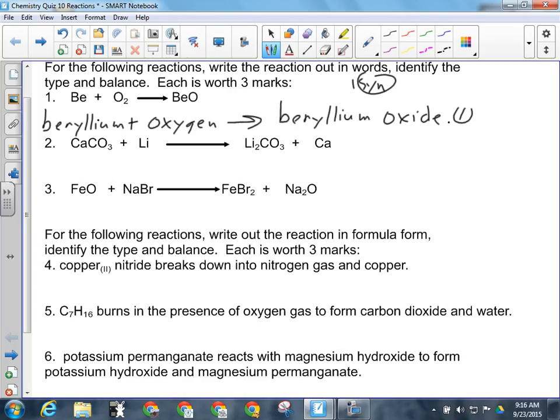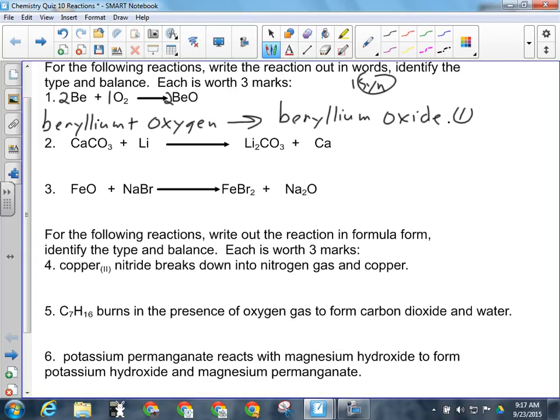Okay? All right, now we've got to balance the thing. So there's 1 beryllium, so that looks okay, but there's 2 oxygen here and only 1 over there, so we need a 2 there to balance the oxygens, which then gives us 2 beryllium. Okay, so we're looking at 2 blank 2 or 2 1 2, whichever way they wrote it. That's their 3rd mark. Questions on number 1?